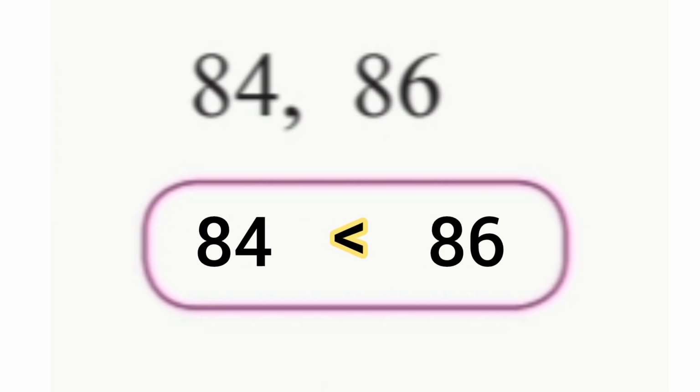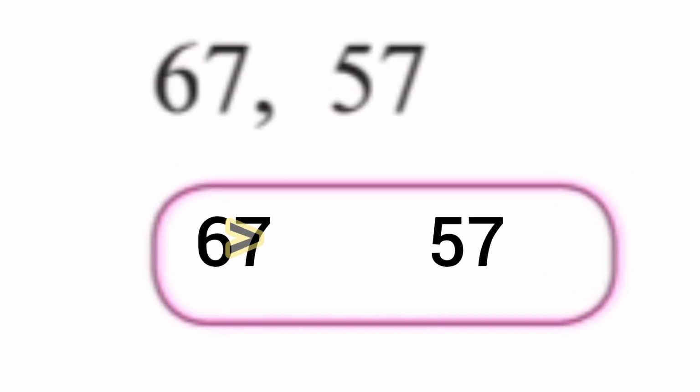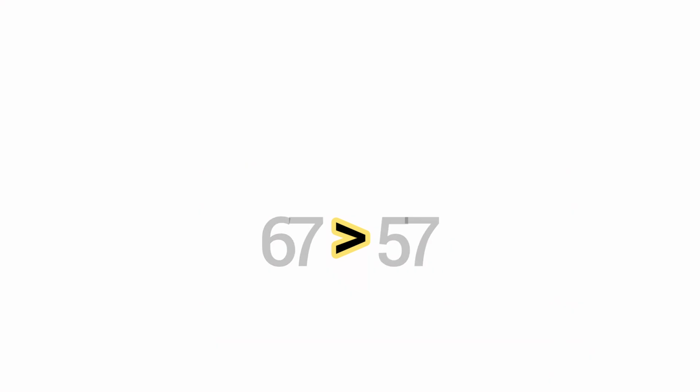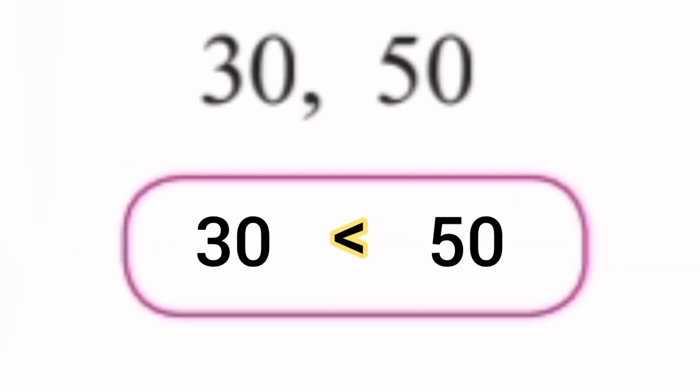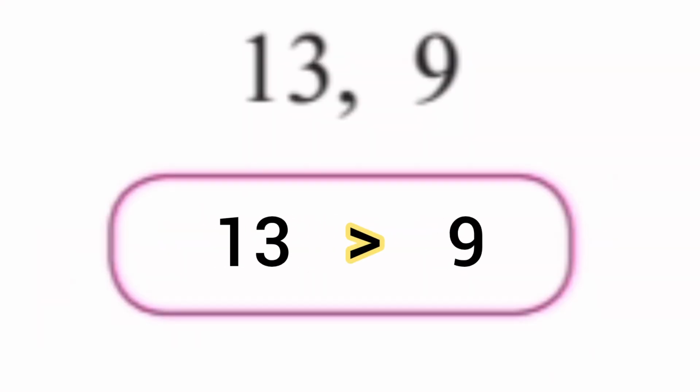84 is less than 86. 67 is greater than 57. 30 is less than 50. 13 is greater than 9. 23 is less than 32.